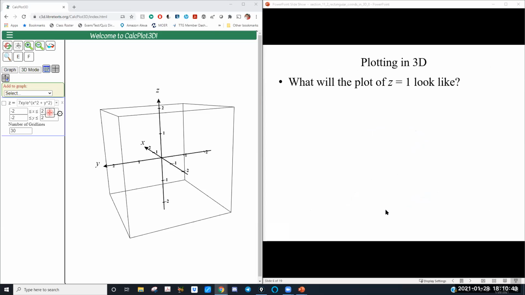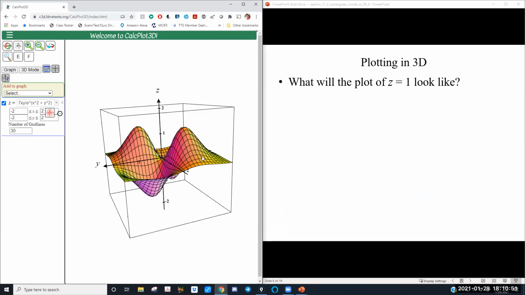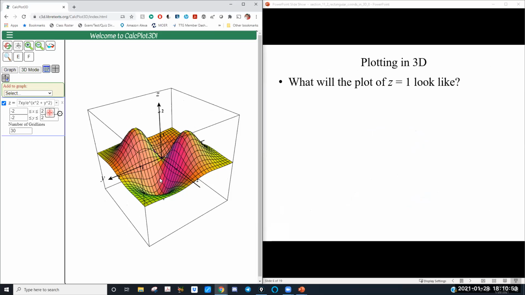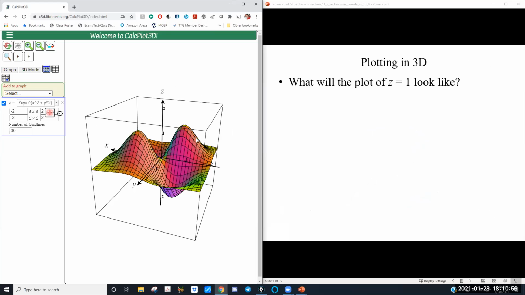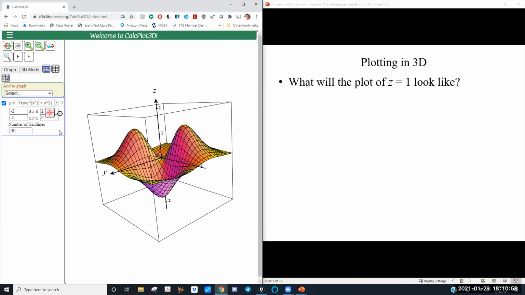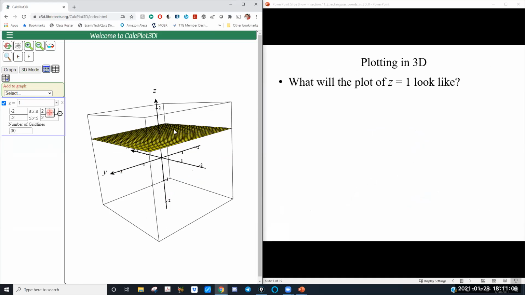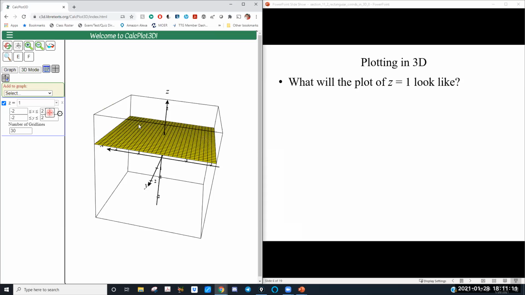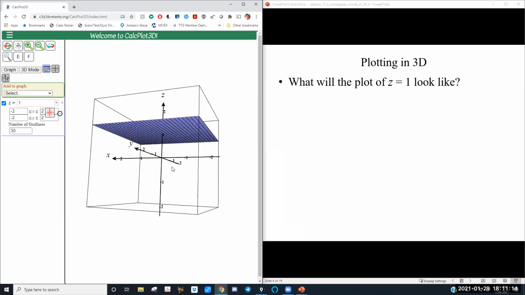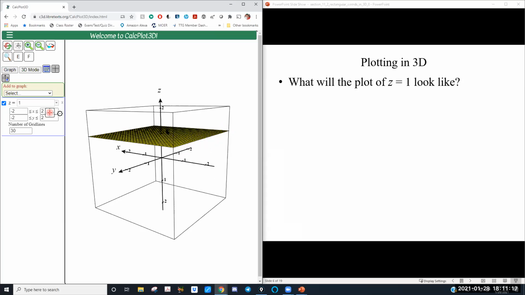Now, we need to think about what these plots will look like. All right, and these are things that we can do with this 3D plotter. Normally, when you first go here, and you guys can feel free to follow along, or feel free to go and start playing. All right, this is a fun program. That's what this function looks like. But if I wanted to plot z equals 1, that's telling me every point is one unit above the xy plane. So I get a plane that is parallel to the xy plane, 1 unit above the xy plane.